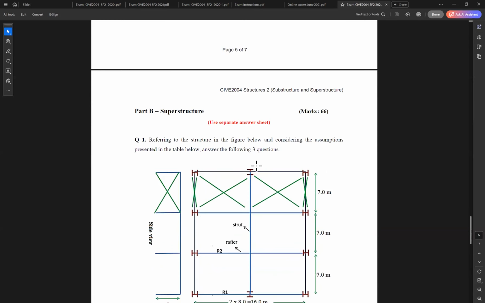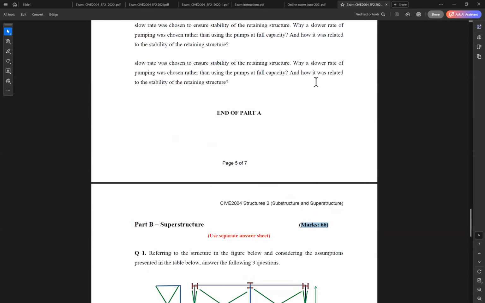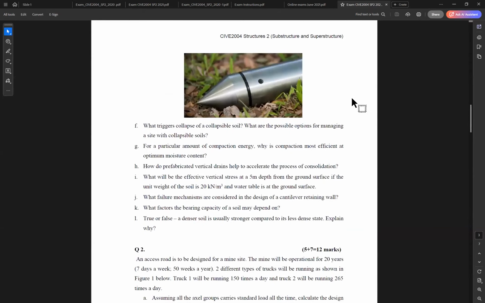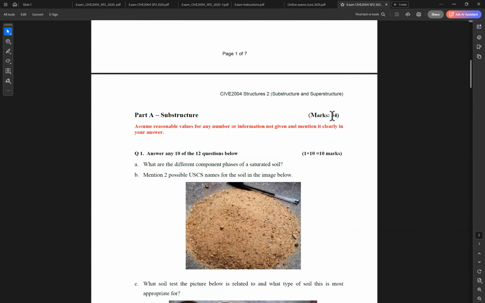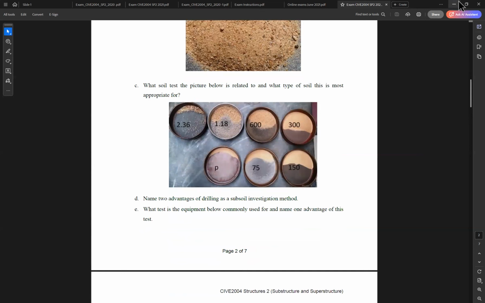Do you have any question about the sample? The marks, as you can see, for this part is 66. So the marks for the substructure part will be 34. Okay. Any question about the test example I shared with you?